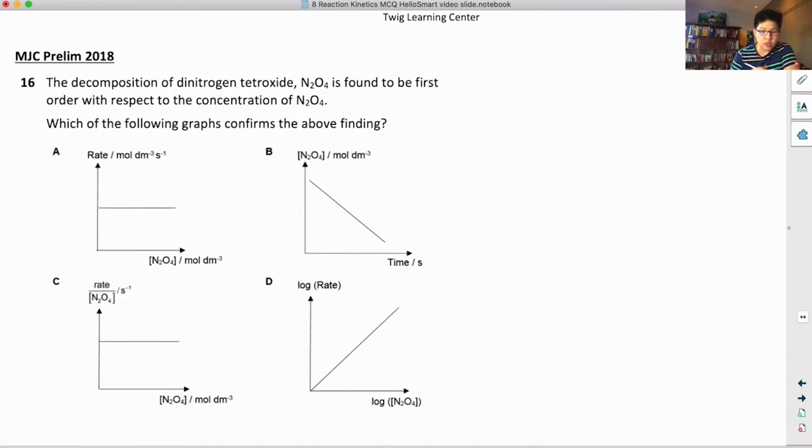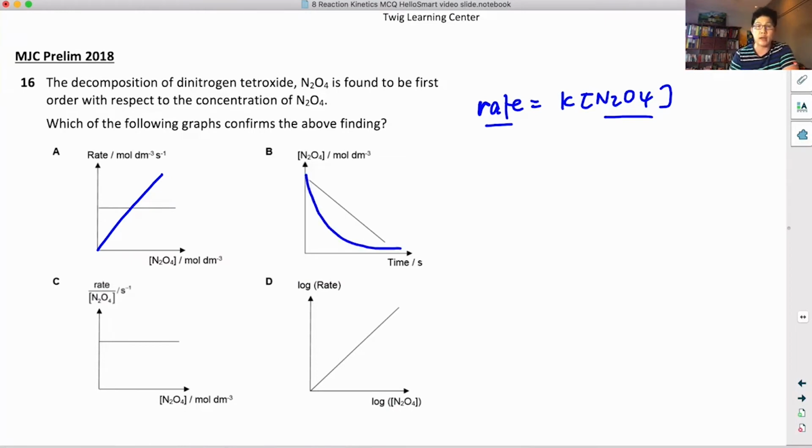So question 16. The decomposition of dinitrogen tetroxide is found to be first order with respect to the concentration of N2O4. So I'm just going to write the rate equation: rate equals k[N2O4]. Which of the following confirms the above finding? Rate and concentration of N2O4 are proportional, so this graph should look like that, not a straight line. Look at B. This is a first order reaction with respect to N2O4, and the graph should look like this with a constant half-life.